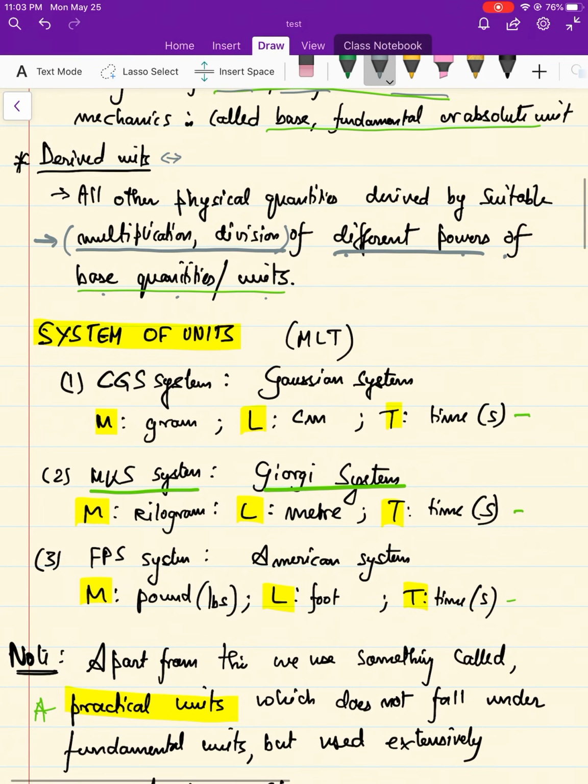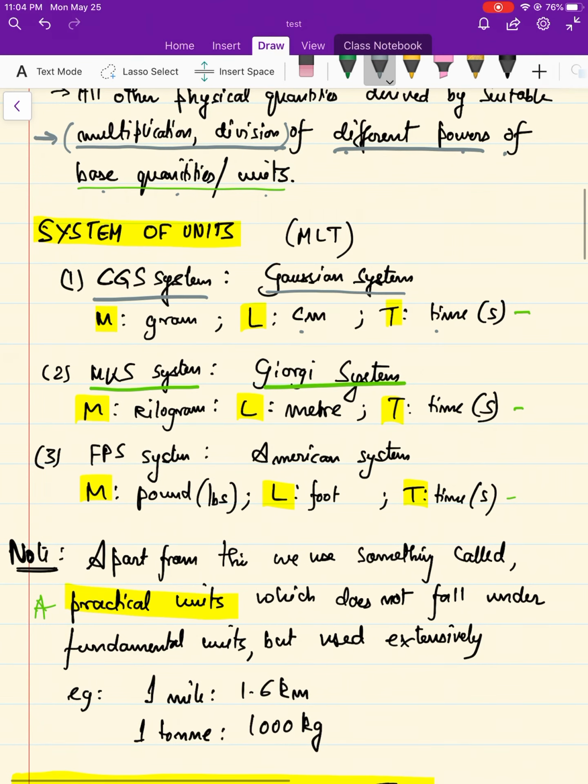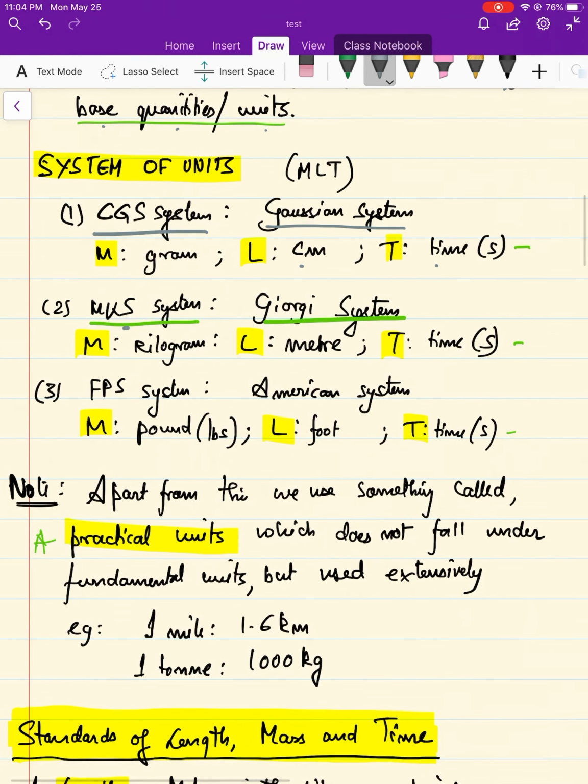Since we are talking about the fundamental units, what are the combinations that have been used throughout the ages? The first of them is the Gaussian system, also known as the CGS, as all of you might know, where mass is expressed in grams, length in centimeters, and time in seconds. The other is the MKS system, or the Giorgi system, and that is the most prevalent one that you might have been seeing from childhood. That is, mass is in kilograms, length is in meters, and time is in seconds as usual.